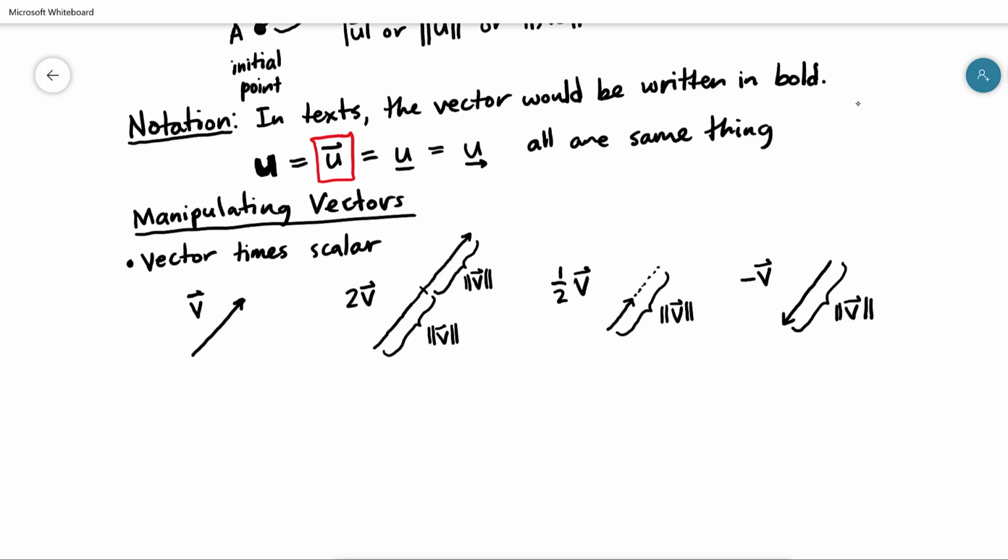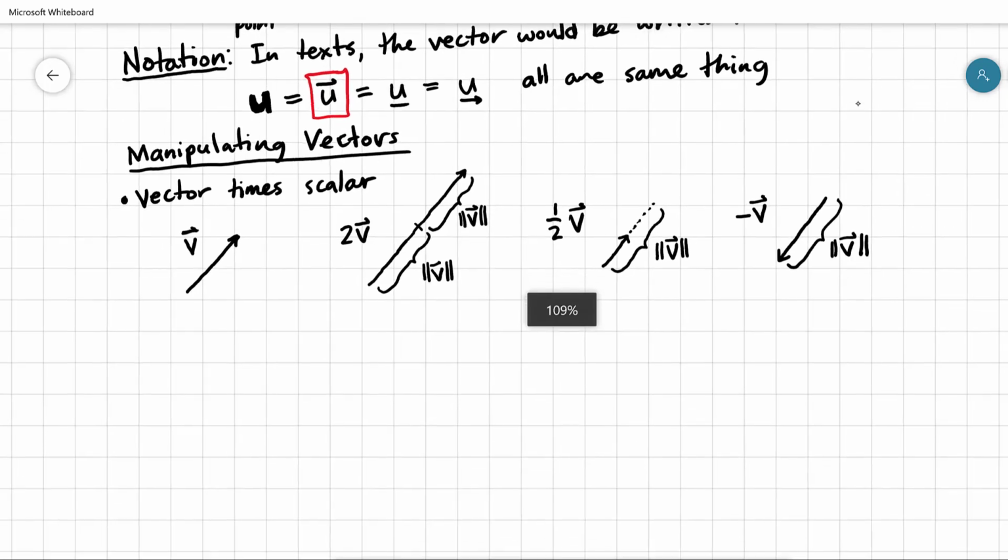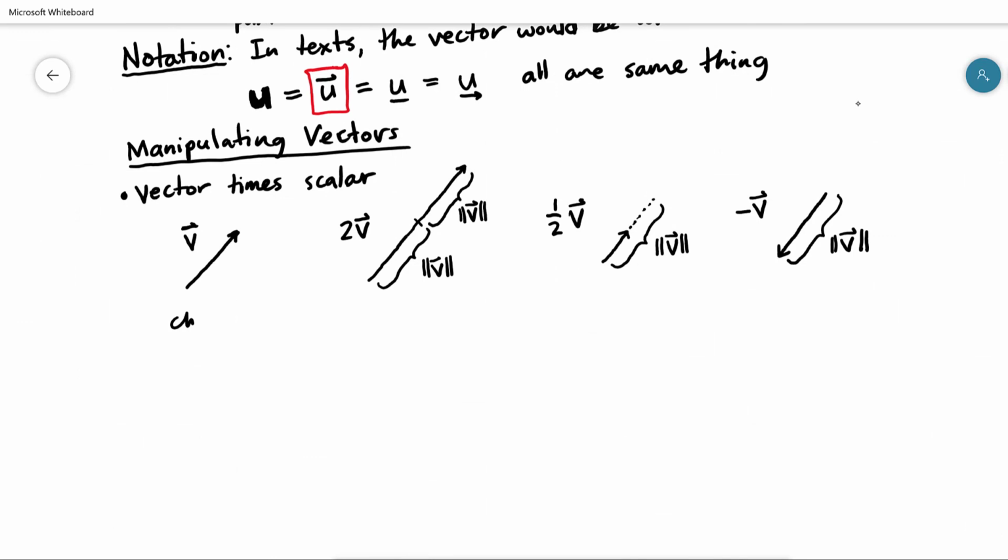So that's what multiplying by a scalar does. Those are the types of the effects. It changes the magnitude, but not direction, other than kind of reversing the direction. So let me just say, it changes the magnitude, but is still parallel to the original direction.